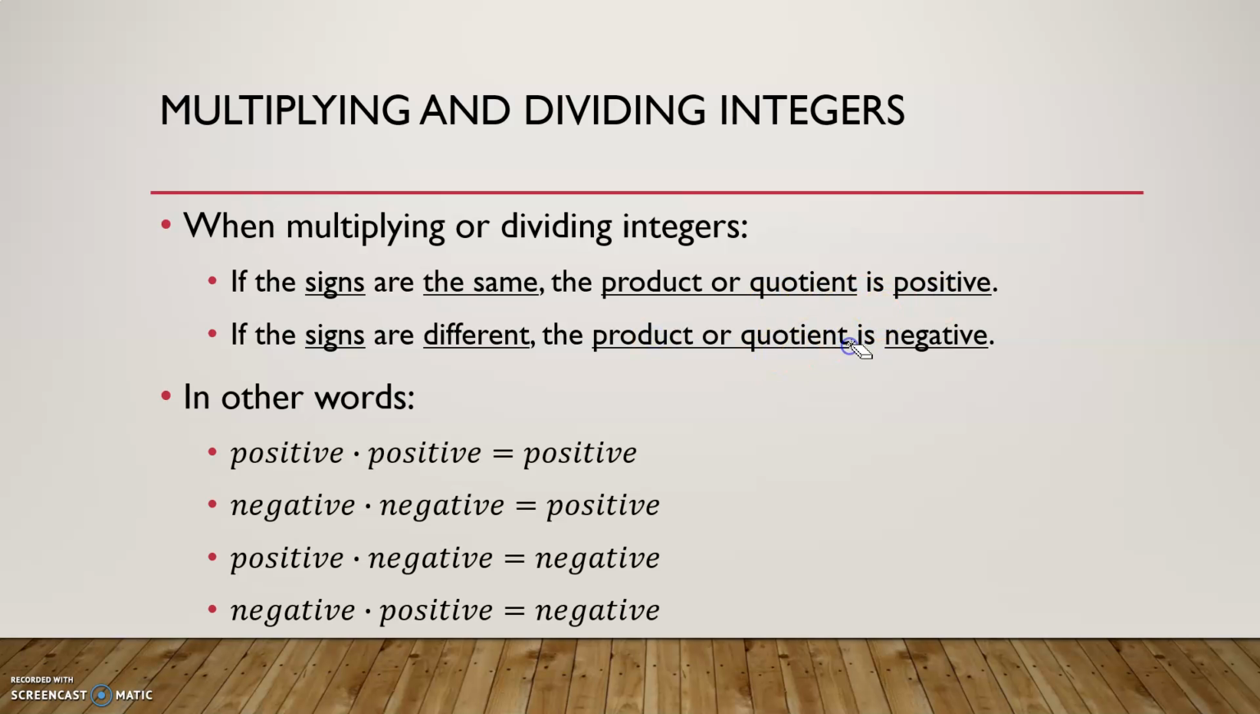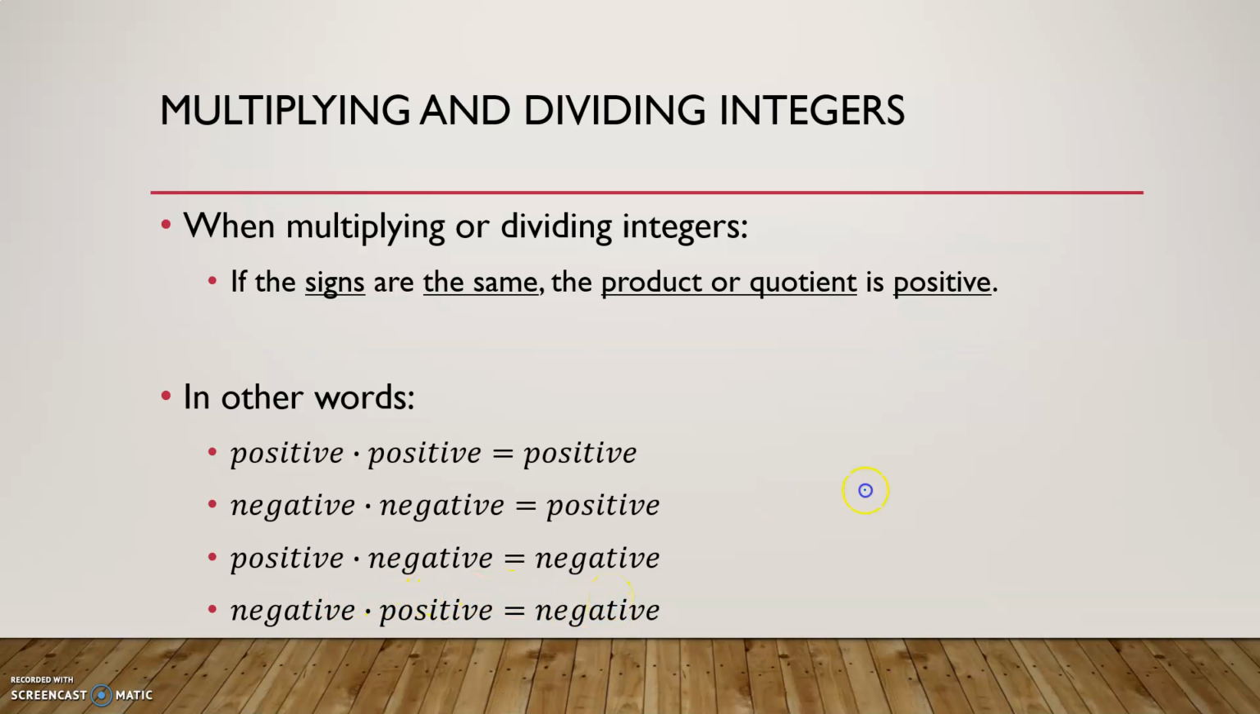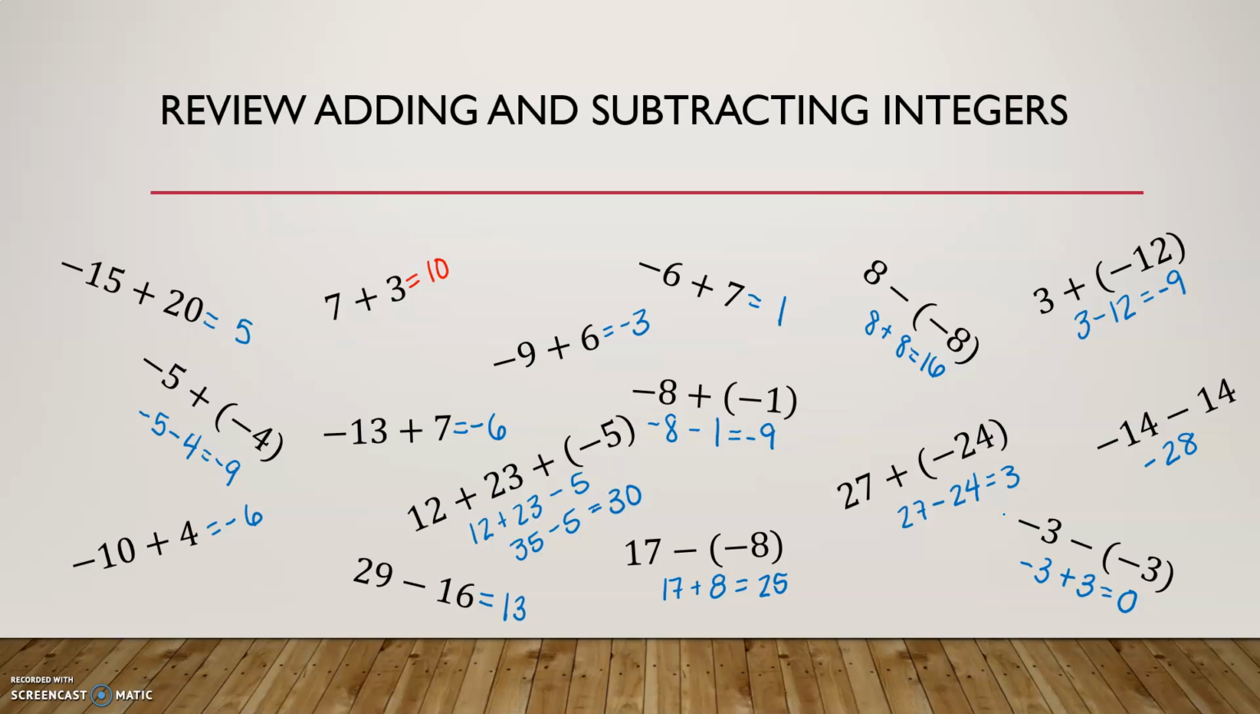In other words, another way to summarize this, and these are in your notes, if you have a positive times a positive, it's going to be positive. If you've got a negative times a negative, it's also a positive because the signs are the same. If you have a positive times a negative, we get a negative, and a negative times a positive is a negative. And we saw all of these happen over here. So for example, right here, we had a negative and a negative. Those made a positive. Just below that, we had a positive and a negative. Those made a negative.